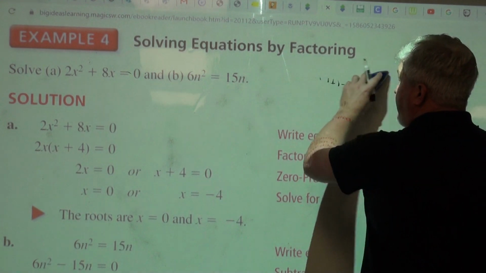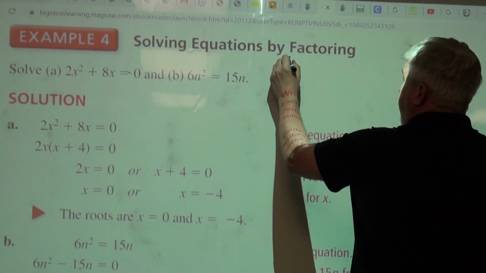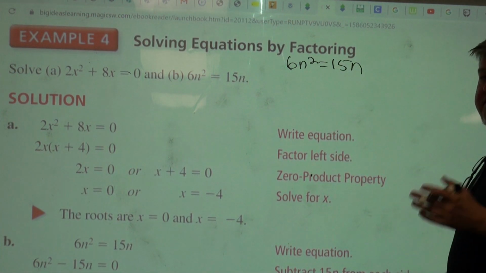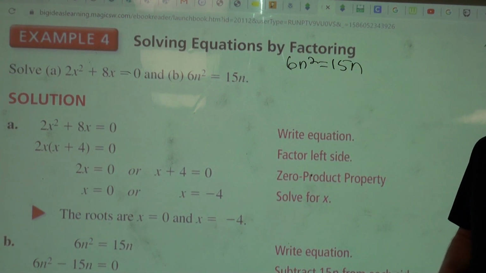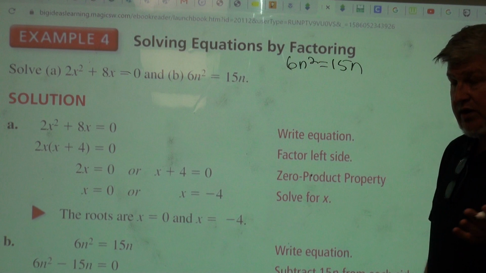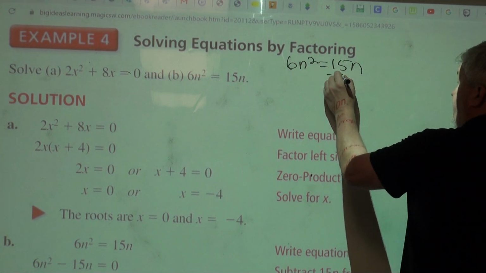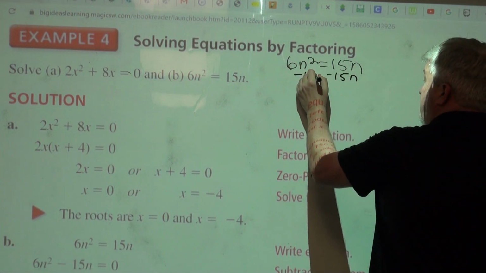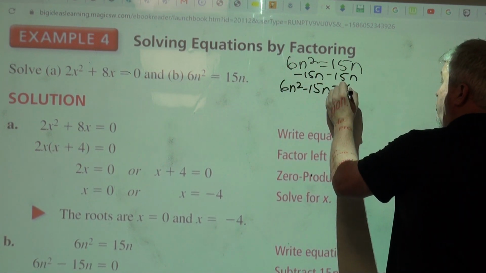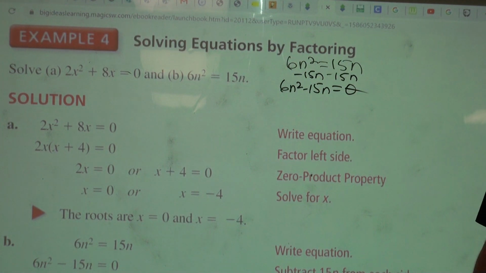The next one says 6n squared equals 15n. All right, 6n squared equals 15n. You got to do one step first. You got to subtract 15n from both sides because you need a 0 on one side. Subtract 15n. I'm left with 6n squared minus 15n equals 0. Okay, 6n squared minus 15n equals 0.